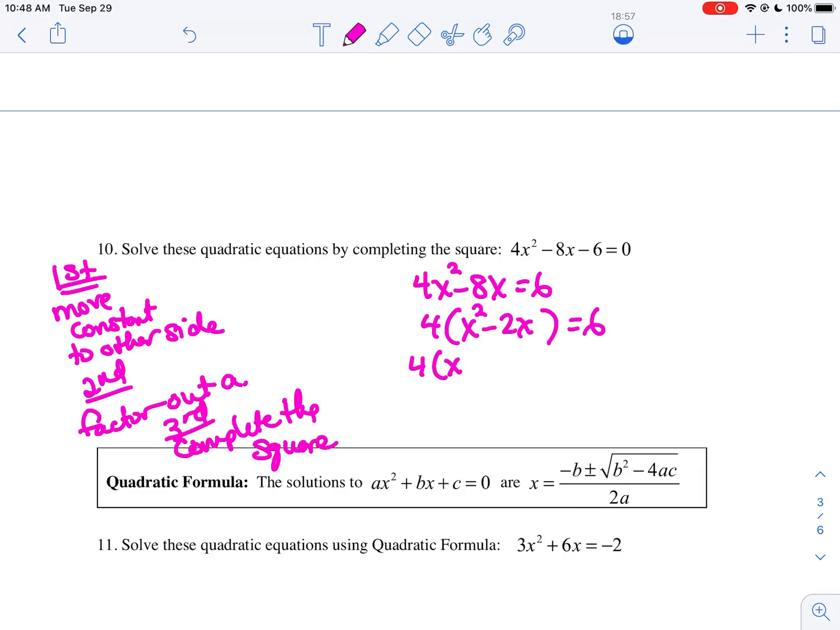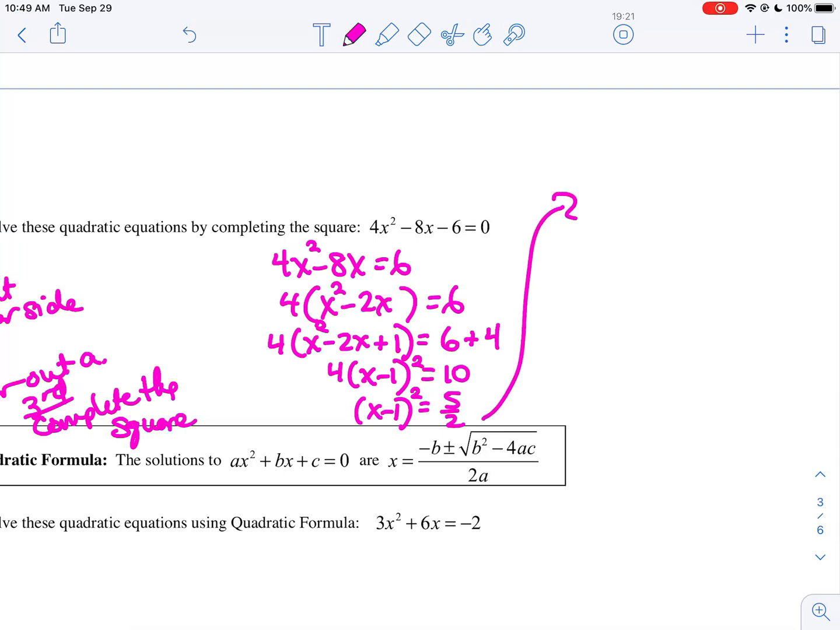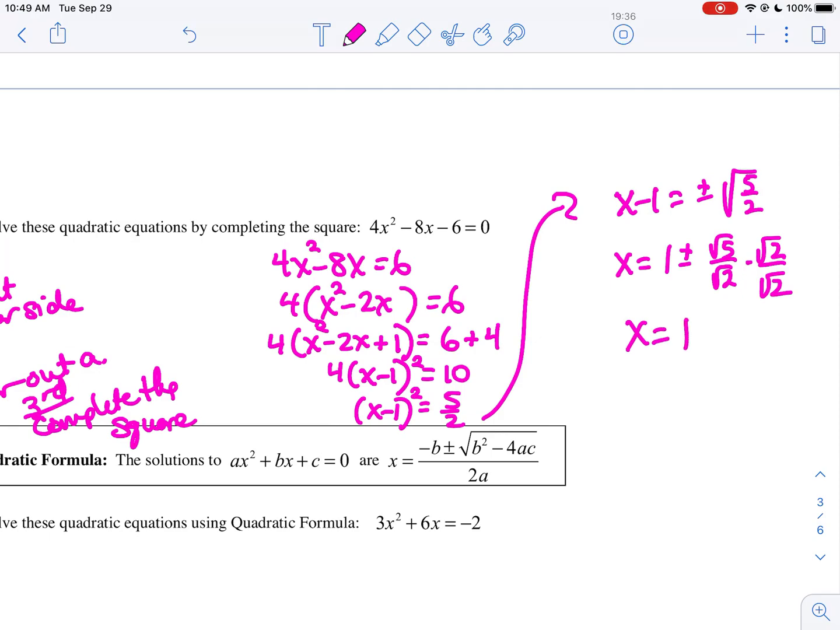All right, so here's what you do. You're going to take half of negative 2, which is negative 1, and square it. So I'm going to add 1. But I actually didn't add 1 to the left side. I've actually added 4. So this is 4 times, and it becomes x minus 1 squared equals 10. And when I divide, I get 5/2. And then watch. You're going to take the plus or minus square root of 5/2. So that's the square root of 5 over the square root of 2. And if we rationalize it, that's 1 plus or minus the square root of 10 over 2.